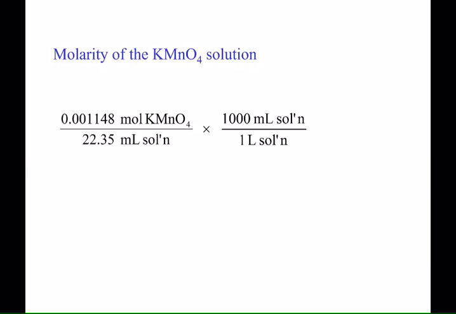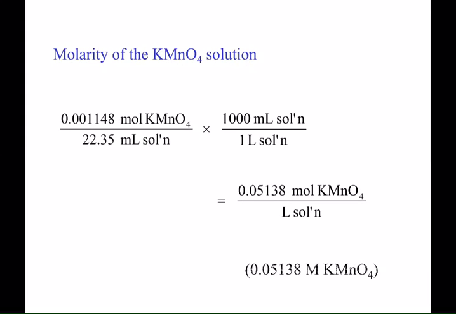Okay, so how many sig figs are we allowed in our answer? I'm liking 4. So rounded to 4 sig figs, we get 0.05138 moles of KMnO4 per 1 liter of solution, or simply called 0.05138 molar KMnO4. So again, the difference with this problem was that we had a solid that we were dealing with as one of the reactants.